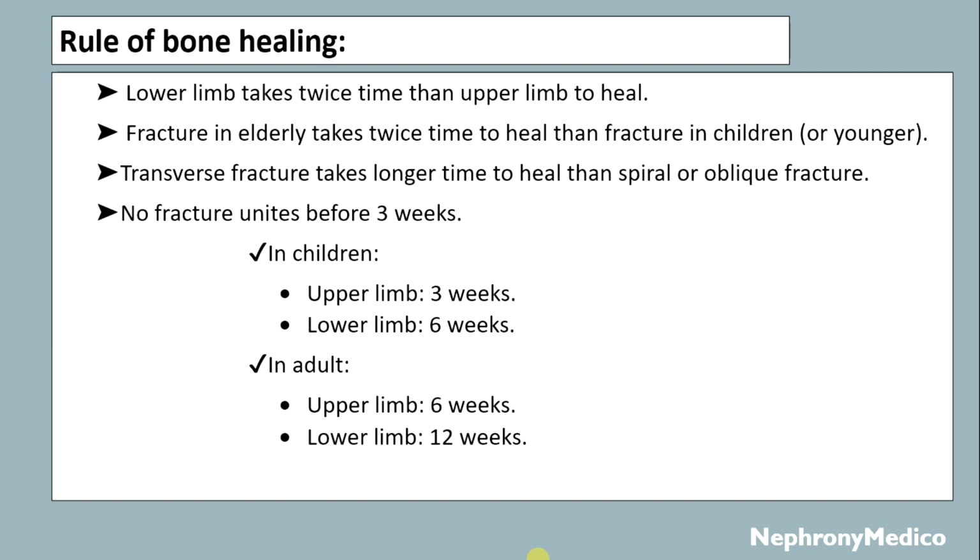There is no fracture union before 3 weeks. In children, upper limb takes 3 weeks, while lower limb takes 6 weeks, and in adult, upper limb takes 6 weeks and lower limb takes 12 weeks to unite.